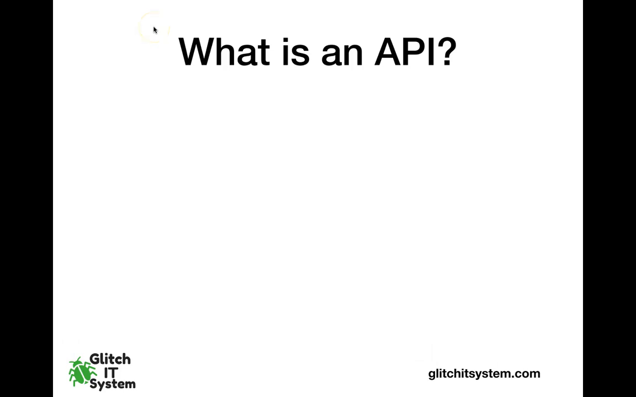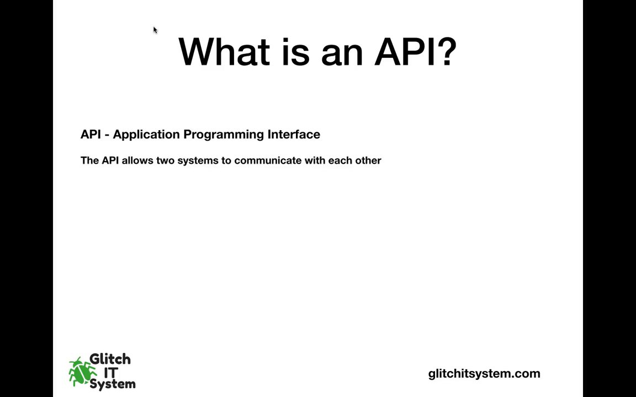We're going to start off this course with some background information about APIs. So what exactly is an API? An API stands for Application Programming Interface. This means that the API allows two systems to communicate with each other.